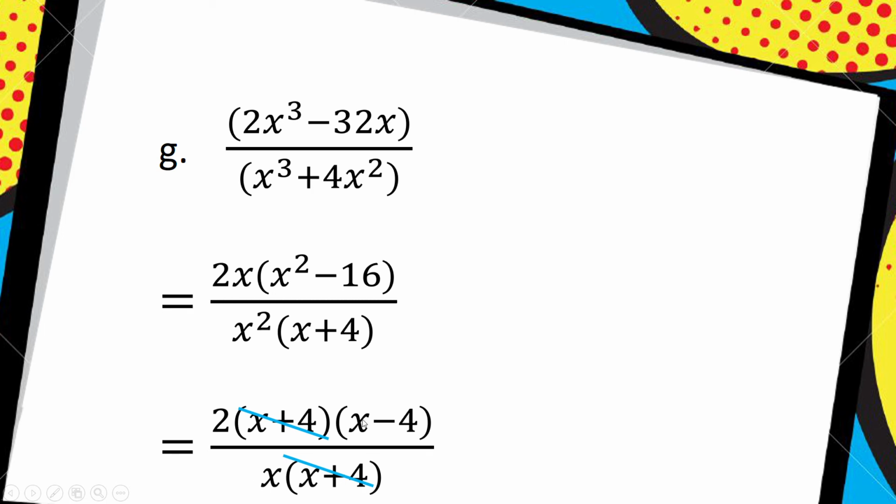Remember, don't try and cancel those x's. The one is in a bracket and the other one is not. So this, you would have to find an x minus 4 to cancel with the x minus 4. Alright, so your final answer will be 2x minus 4 over x. And then you just leave it like that. You don't go and distribute. Okay, because you're factorizing.